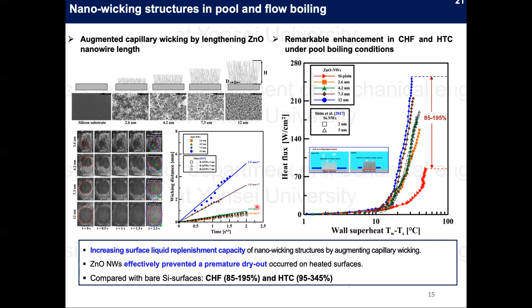Here, the capillary driving force of zinc oxide nanowires was significantly augmented when the nanowire length grew above 5 micrometer, indicating that the surface composed of zinc oxide nanowires with higher nanowire length could efficiently ensure the surface liquid supply and thus extend the boiling crisis. And compared to the surface composed of silicon nanowires, the zinc oxide nanowire substrate showed a significant enhancement in critical heat flux by 85 to 195%, as shown on this slide.